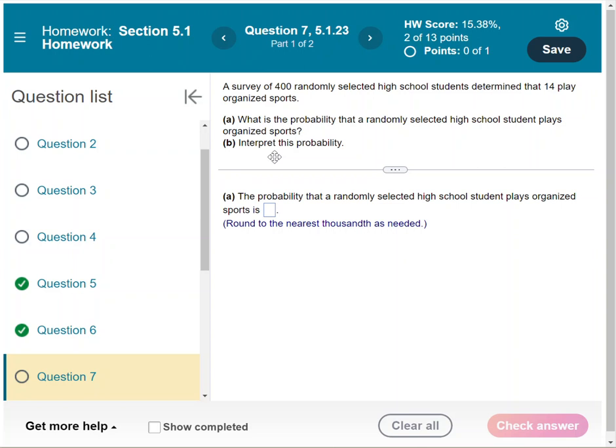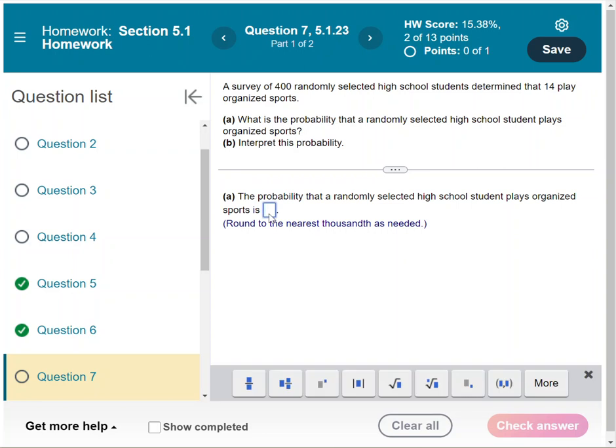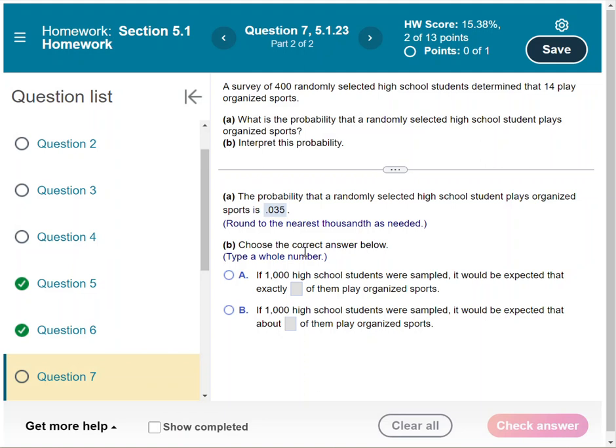What is the probability that a randomly selected high school student plays organized sports? Based on our data here, it's 35 thousandths. It does say round to the nearest thousandth. Choose the correct answer below. Interpret this probability. So basically, we read this 35 thousandths. In other words, if 1,000 students were sampled, we would expect that 35 of them play organized sports. So it's going to be this one here.